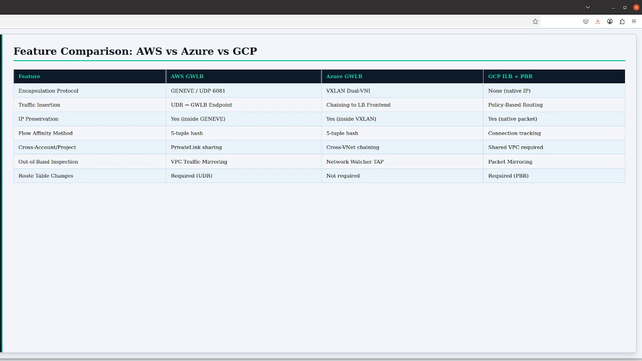Looking at the encapsulation protocol row, AWS uses Geneve on UDP port 6081. Azure uses a VXLAN-based dual VNI tunnel interface model, and GCP uses no encapsulation for its inline model. Traffic arrives at the NBA with original headers intact. This has a direct implication for NBA software compatibility. Many commercial appliance vendors support Geneve for AWS and the Azure tunnel interface model for Azure, but for GCP you may find simpler configuration because no decapsulation logic is required.